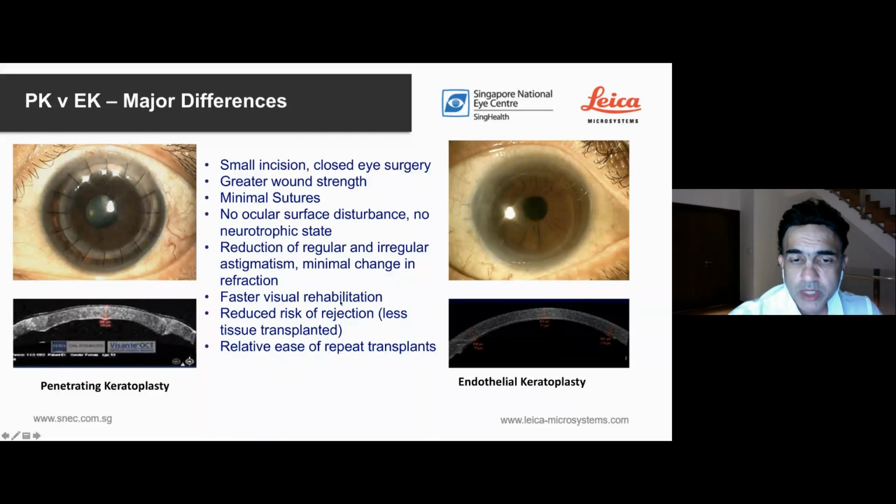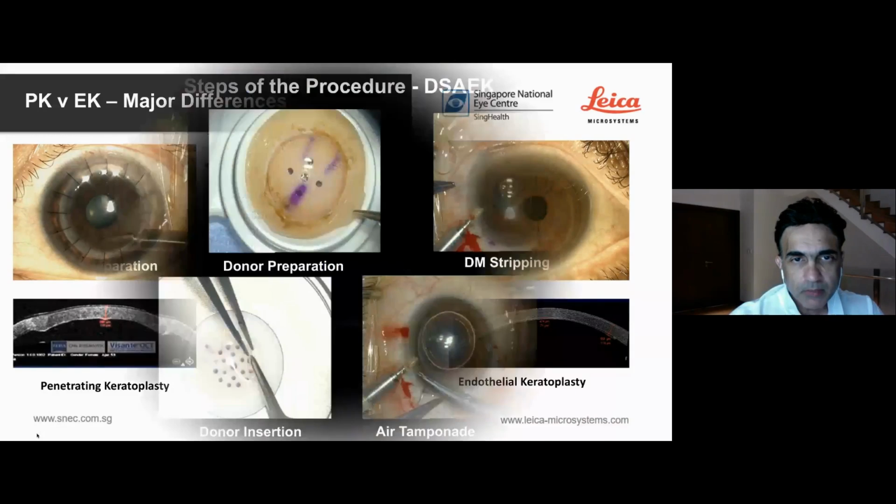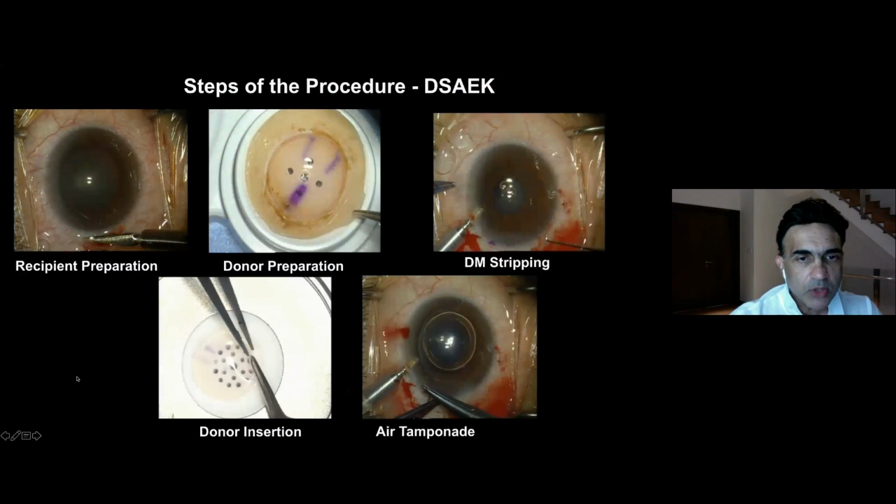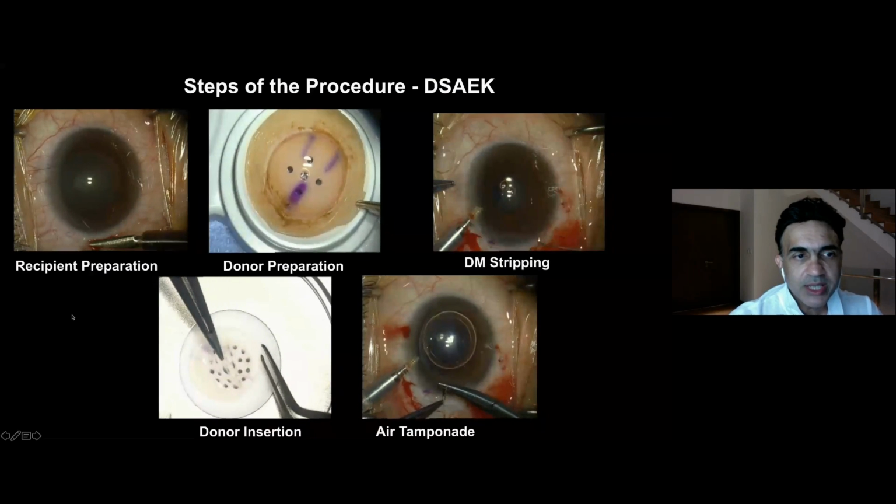And generally speaking, it's relatively easy to change these transplants because you just need to open up the previous keyhole incision, take the graft out, and then put the graft in again. We'll be showing you a case of that we did recently, where we changed the DSAEK for a DMEK. So these are the steps of the DSAEK procedure.